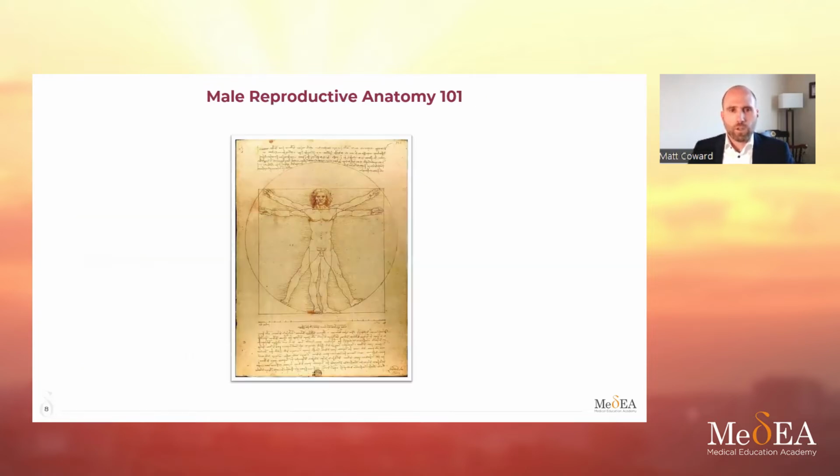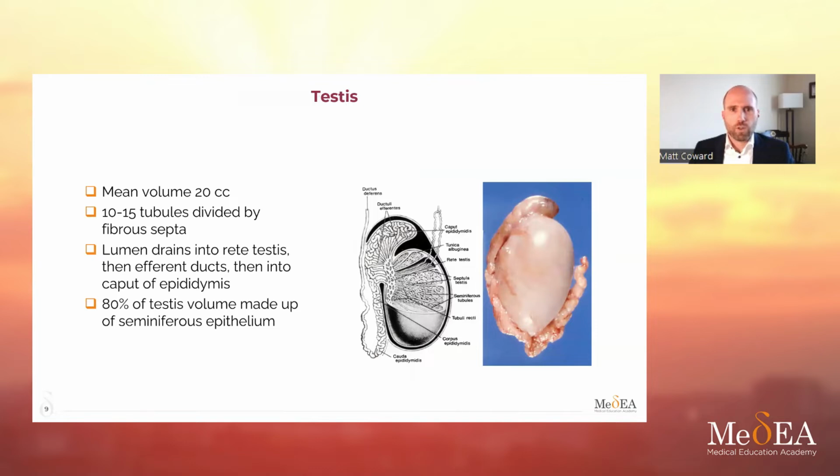In order to understand all of this, we really have to go back to the patient's anatomy again. So the next few slides are going to be male reproductive anatomy 101, starting with the testis or the testicle. The mean testicular volume is 18 to 22 cc's for an adult, on average about 20 cc's.